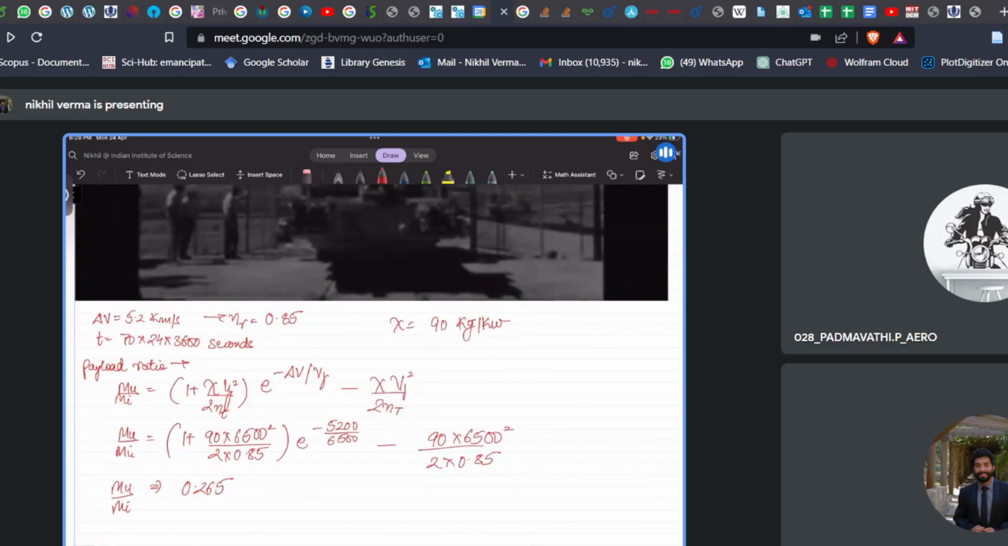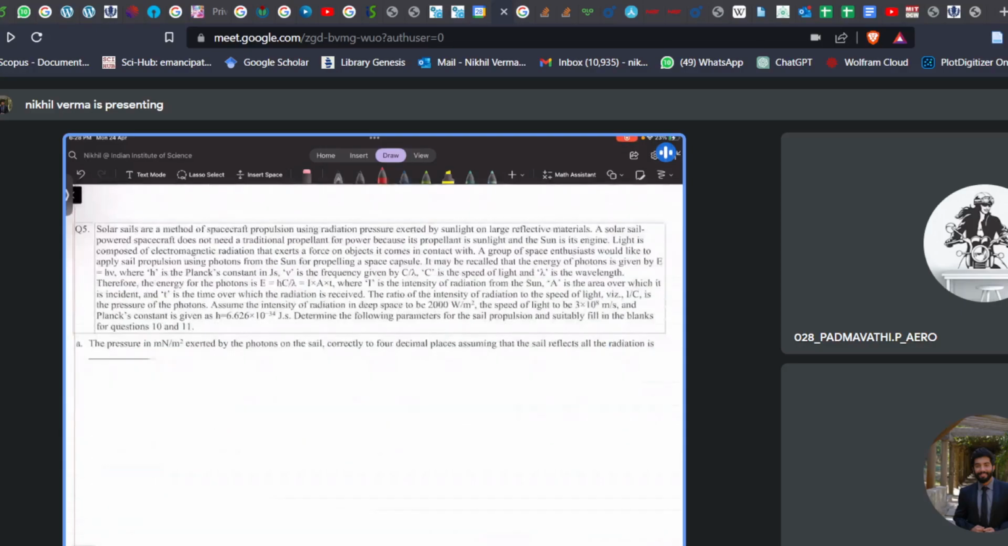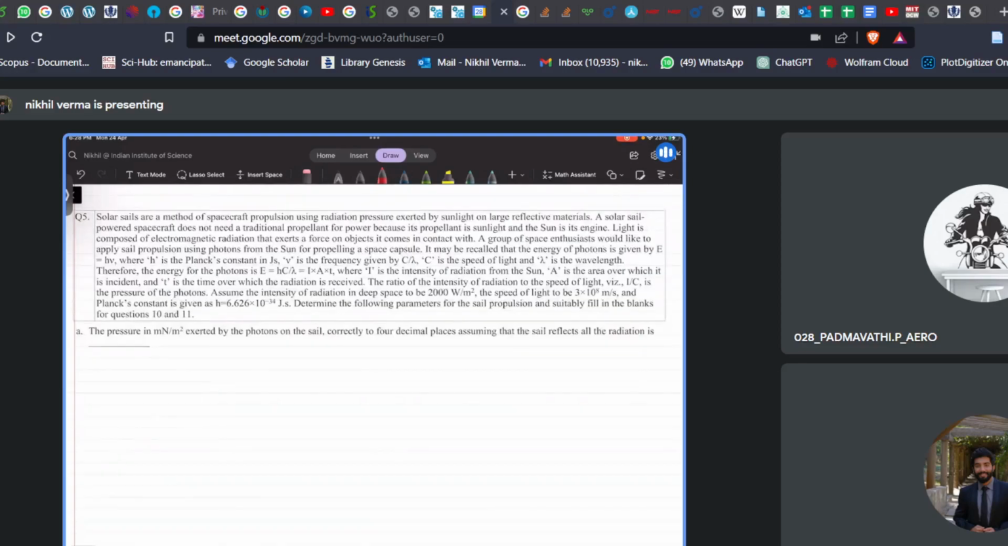Let us move to another problem on solar sail. So we have a solar sail. So we have the rays that are coming through the sun, and they are hitting onto this solar sail. So these photons that are coming, they have some momentum with them.